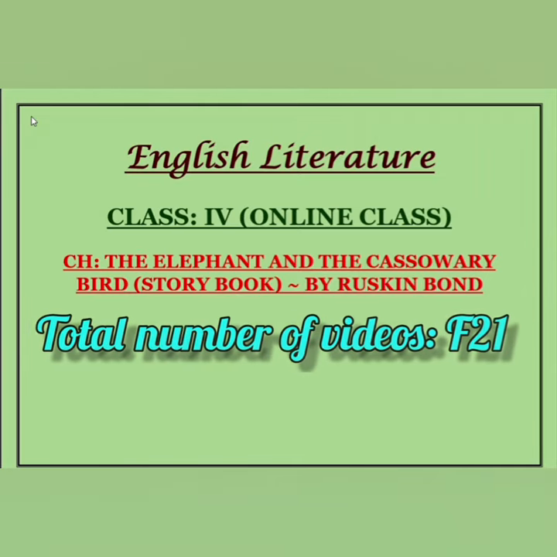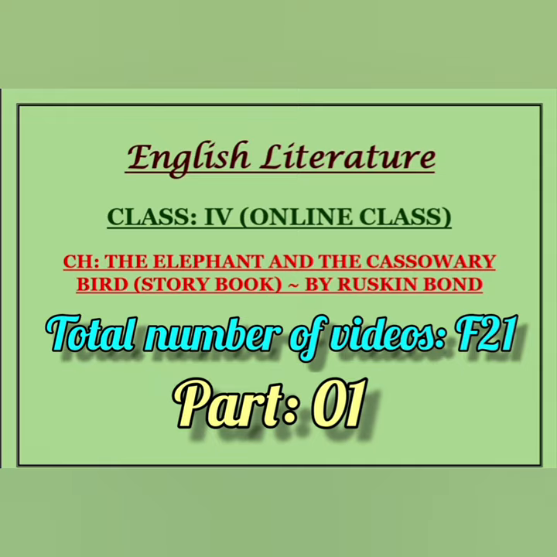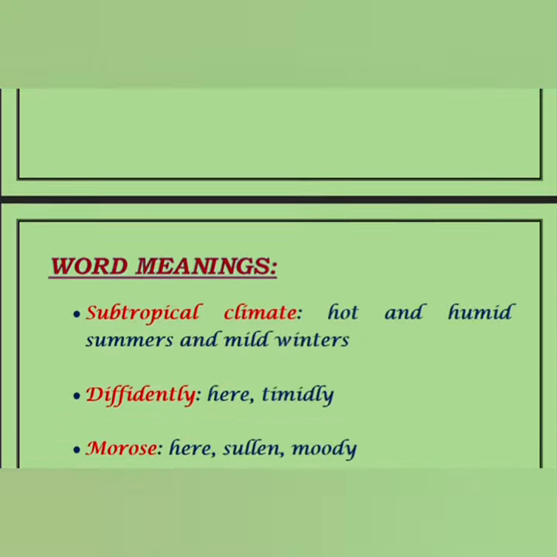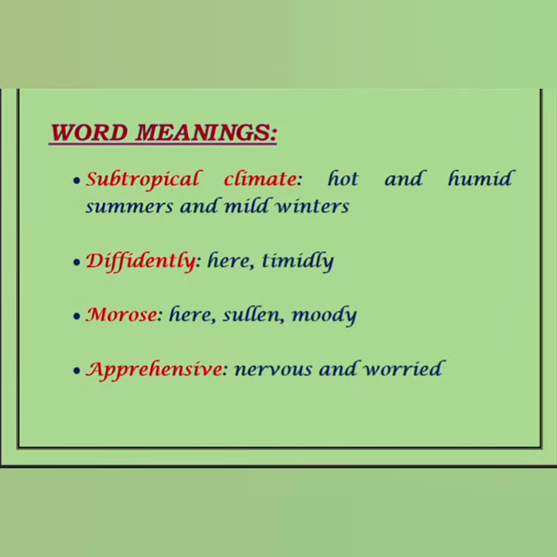But before that, I want you to be familiar with some new words. Now, students, look at the word meanings. So the first word is subtropical climate. It means hot and humid summers and mild winters. Means it is neither cold nor very warm. Then diffidently, here it means timidly, means cowardly. Then morose, morose means here sullen or moody. Then apprehensive means nervous and worried.